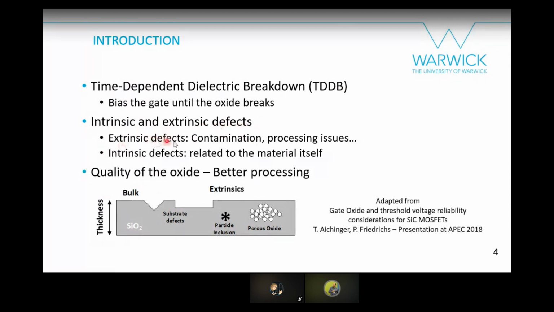So you have extrinsic defects that are related to contamination, processing issues, and different stuff like particle inclusions, porous oxide, substrate defects. And then you have intrinsic defects that are related to the material properties themselves. Things have improved, just the quality of the oxide, better processing, so you get a more reliable oxide that managed to survive higher electric fields that are also related to the thickness and during more time. So you can just see this kind of extrinsic defects that can appear on the oxide.